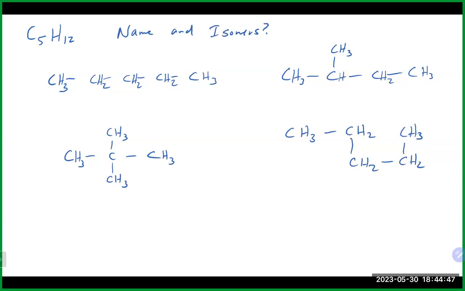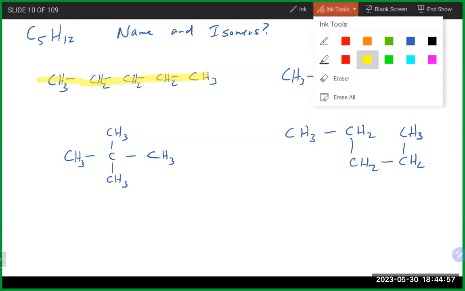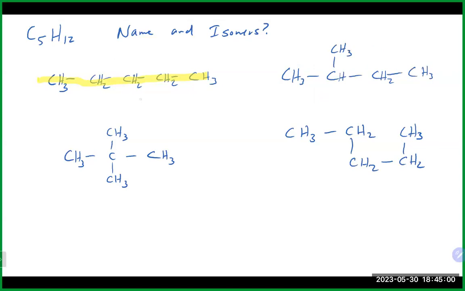Okay, let's take a look and see. So we'll start here in the first one. We're going for the longest carbon chain, which just looks straight across there. So that's going to be 5 carbons. Nothing else is attached except for hydrogens. So that's going to be our friend pentane as our name there.